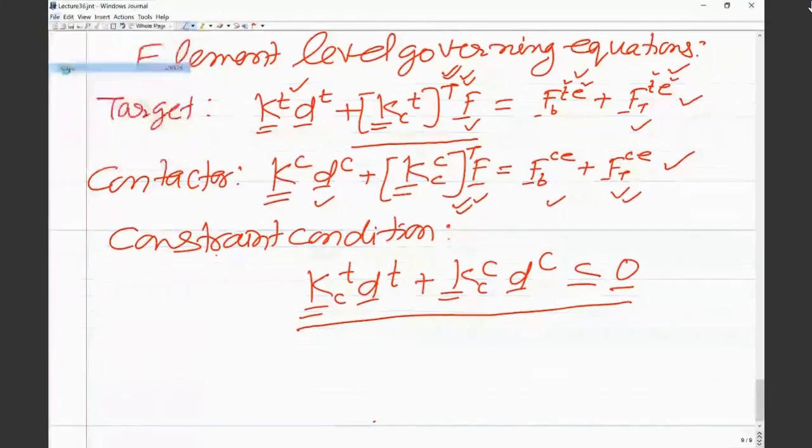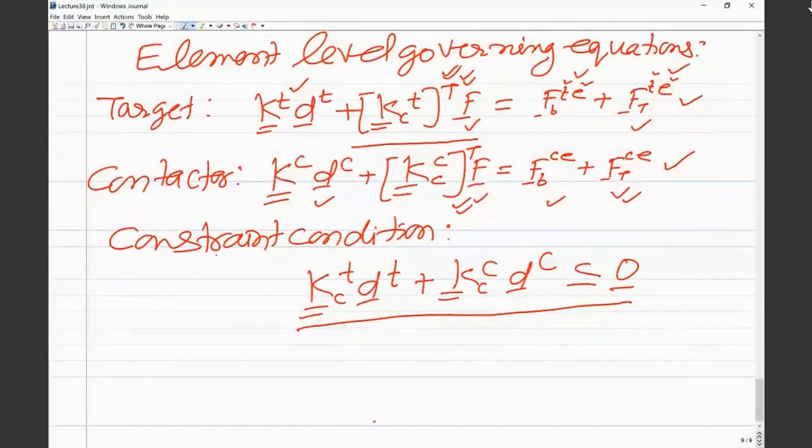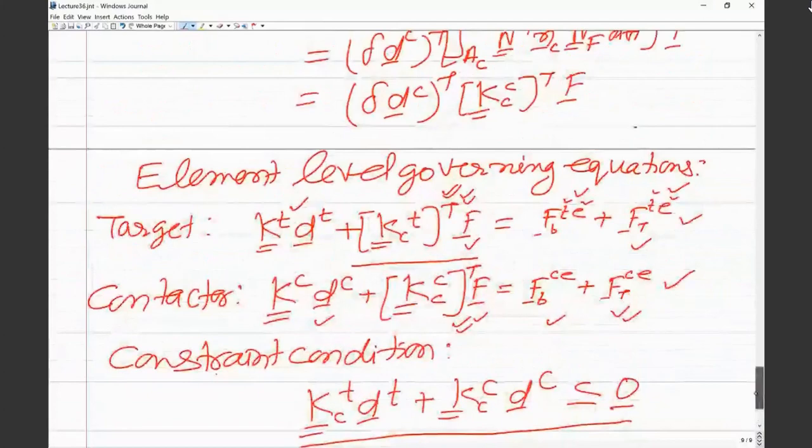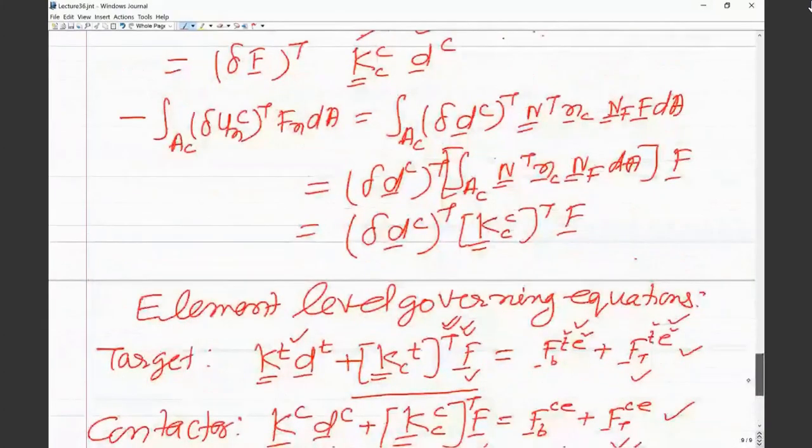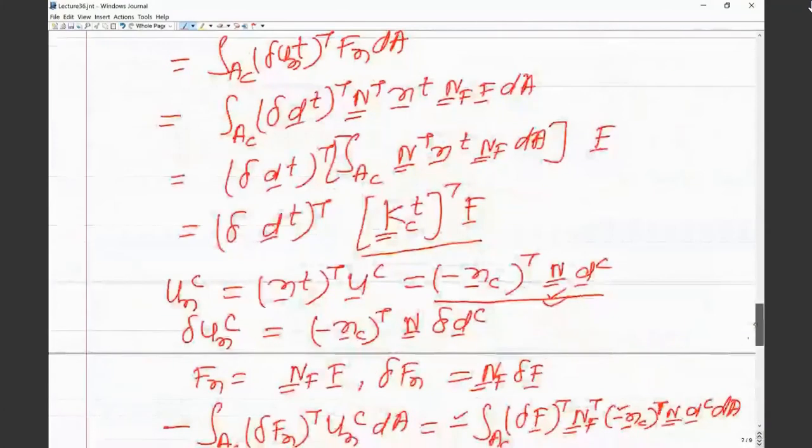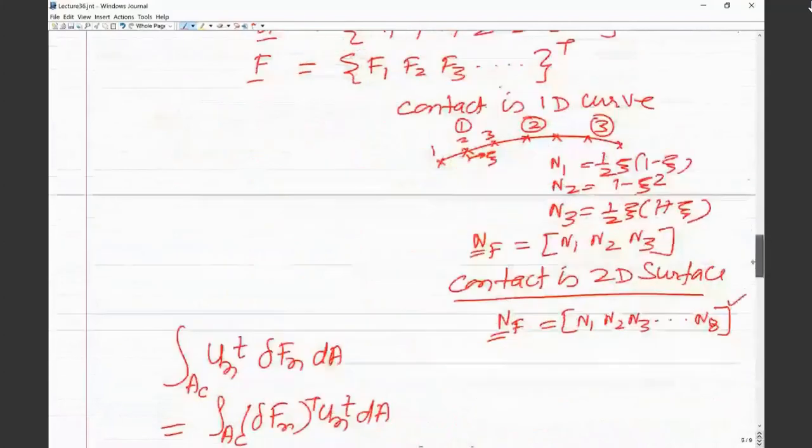Sir, we have taken two different matrices, NF and N. For NF, we are assuming a curved surface and approximating it using either three nodes for 1D or eight nodes for 2D surface. So, sir, how do we find the N? For that, are we using a three-noded element or a two-noded element?